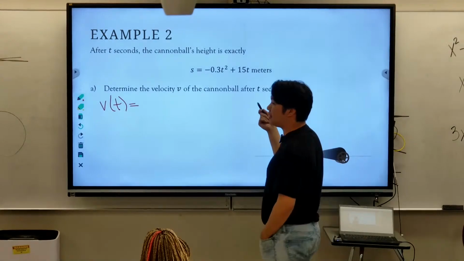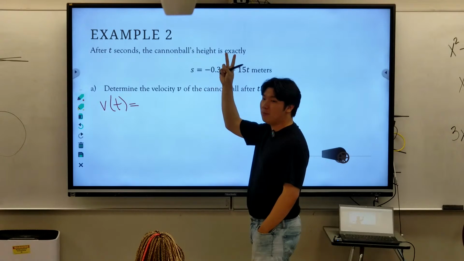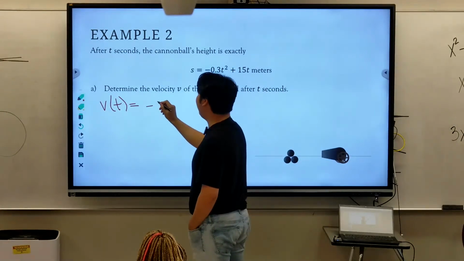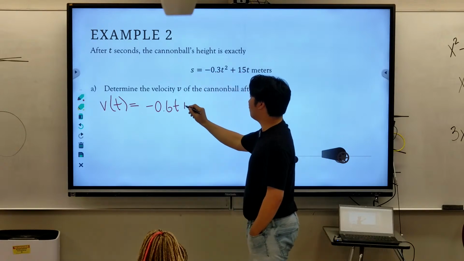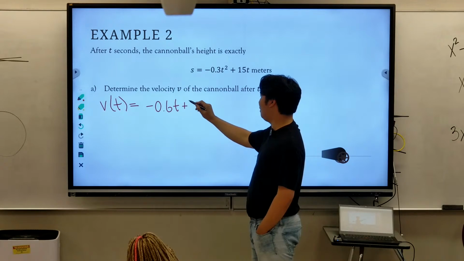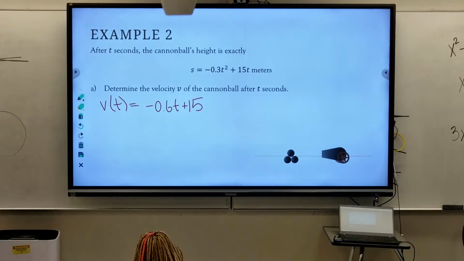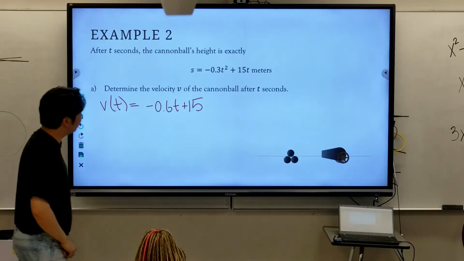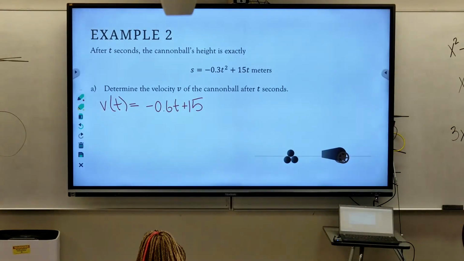Let's see, here, fortunately, we just need a power rule, right? Bring down the 2, negative 0.3 times 2, we get negative 0.6 t, plus the derivative of 15t, we get 15. Great, we have the velocity function. So again, anytime I'm asking for a velocity, I want the derivative of position.